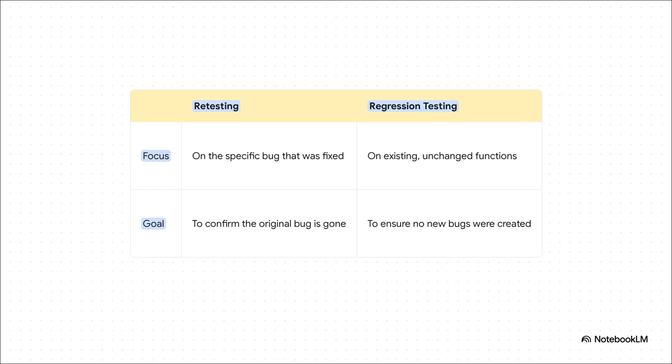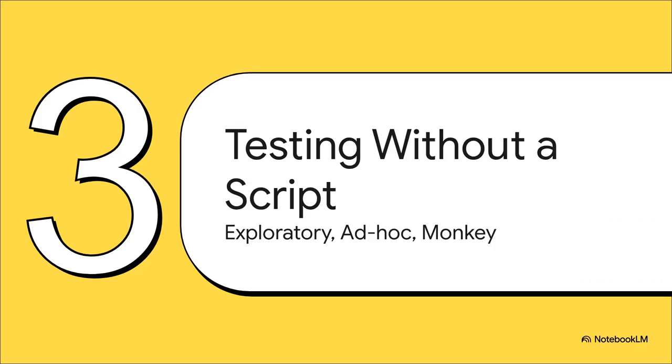You're confirming the fix. Regression testing is all about protection. You're protecting the rest of the app from new problems. So we've talked about scripted tests, right? But what about the really sneaky bugs, the ones that nobody ever thought to write a test case for? Well, to find those, we have to go off-road, off-script, and this is where things get interesting.